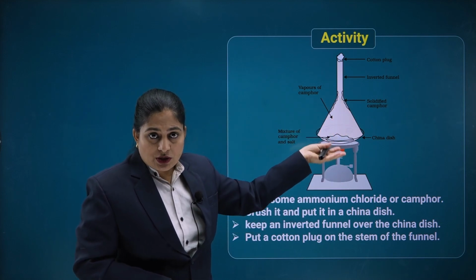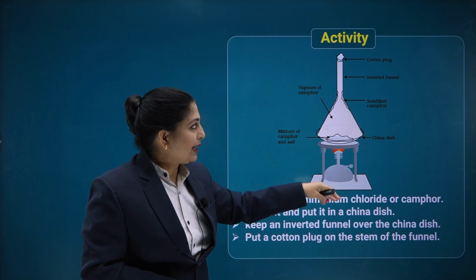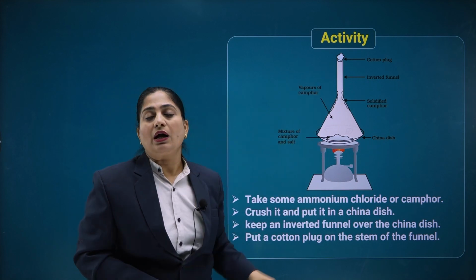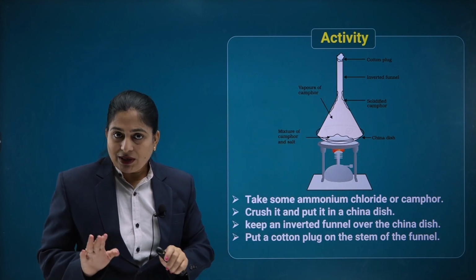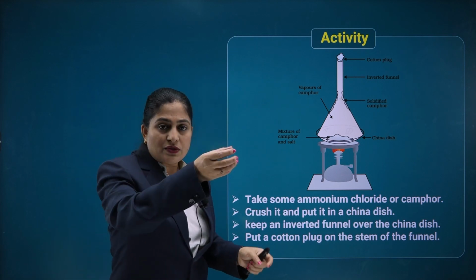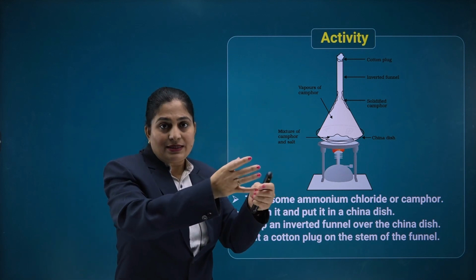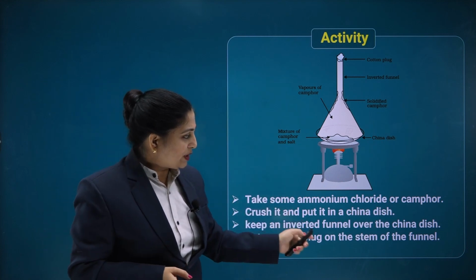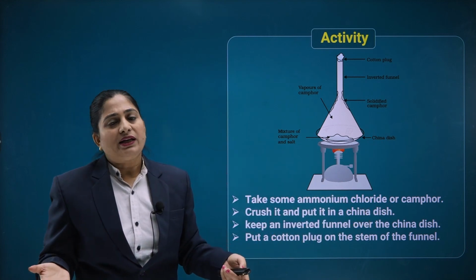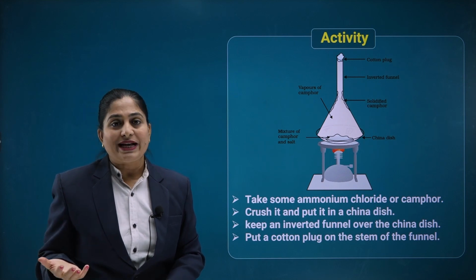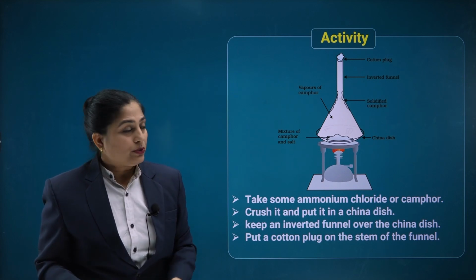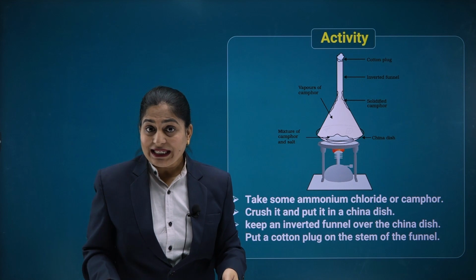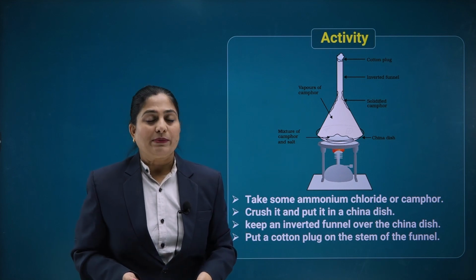Keep on doing this process on heating. जितना भी ammonium chloride था या camphor था वो सारा यहाँ आके deposit हो गया. Once we are done with that, we remove this funnel, scratch the inner sides and collect that ammonium chloride. This is how we can separate this ammonium chloride or camphor from any impurity, say salt or sand which is not sublime. So by using this sublimation process, we can easily separate these sublime substances.